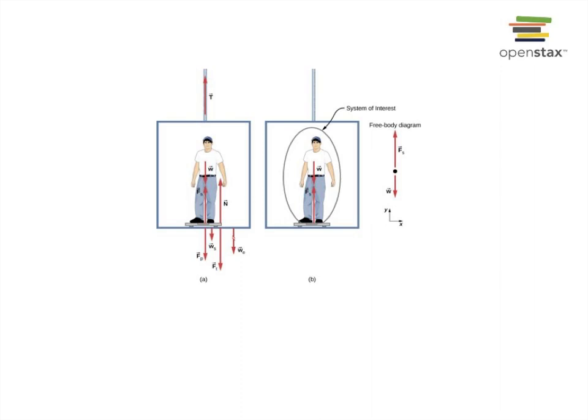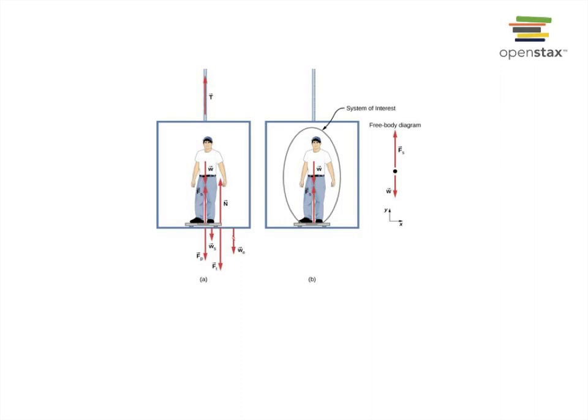And so here in the first picture, we see a guy in an elevator. What they're trying to show is that he is standing on a scale in the elevator, and they've drawn all kinds of forces. There's the weight that acts on the guy. There's the tension in the cable of the elevator. There's the normal force that the scale exerts on the guy. There's the weight of the scale. There's the force that the scale exerts on the floor. There's a whole bunch of stuff going on here.